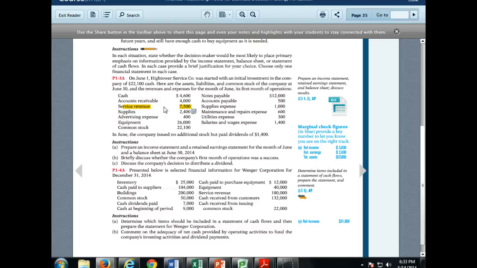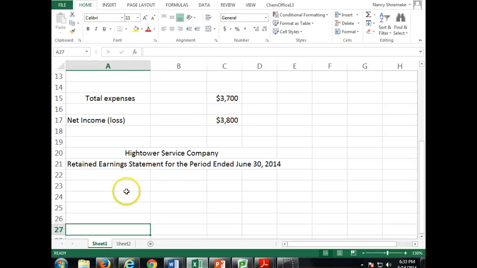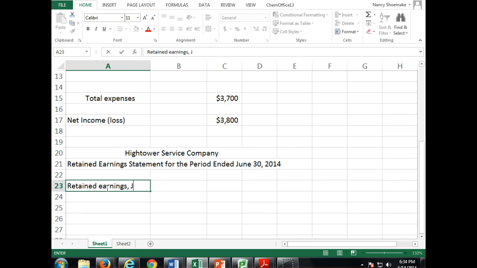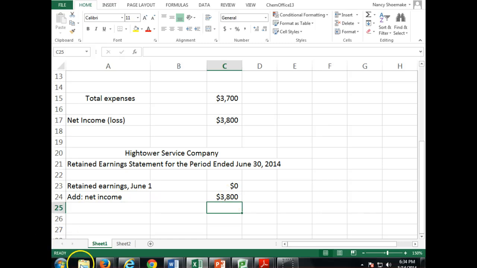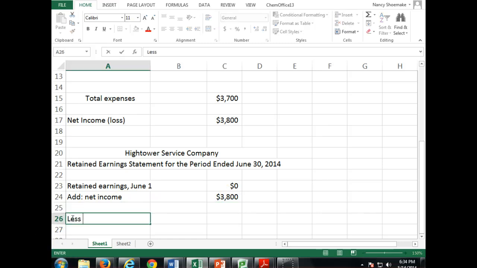Net income and the dividends. Exactly. So, we're going to start by showing the retained earnings as of June 1st was how much? 0. Right? We just started. Then we're going to add to it net income. And where are we going to get that income from? Up here. Right? Then we're going to have less our dividends. Didn't it tell us 1,400?